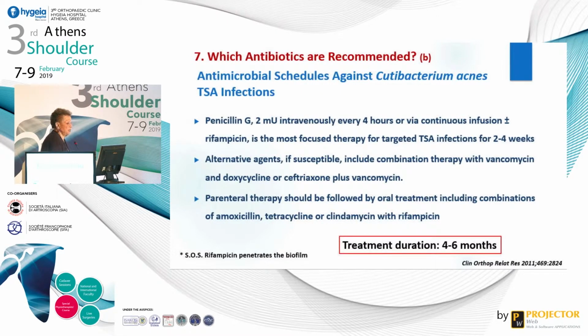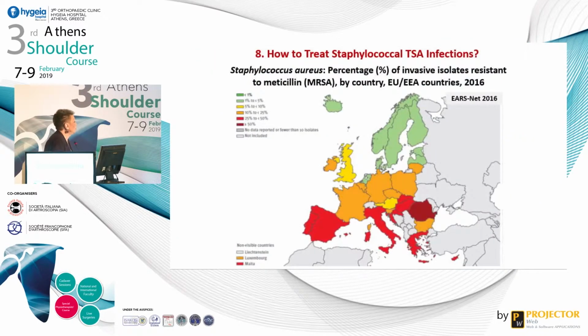So we have to administer penicillin G every 4 hours via continuous infusion plus rifampicin, usually for 2 to 4 weeks. And then alternatively, you can use ceftriaxone plus vancomycin, and then oral therapy combinations of amoxicillin, tetracycline, clindamycin, with rifampicin all the time. But never rifampicin alone, because then you get resistance. Treatment duration, 4 to 6 months.